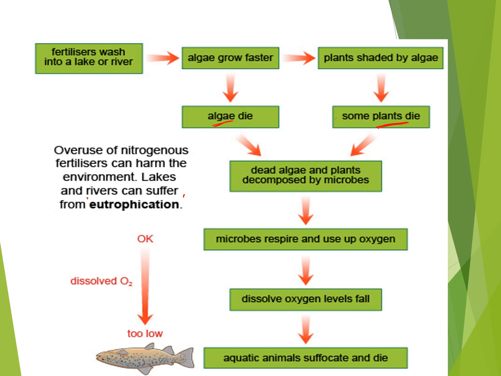Both the dead algae and the plants are decomposed by microbes, so we've already covered decomposition at the start of the booklet. The microbes carry out respiration, key word. They use up the oxygen, dissolved oxygen levels start to fall, so they drop, and as a result aquatic animals will suffocate and die, and that whole process is eutrophication, the death of the river.